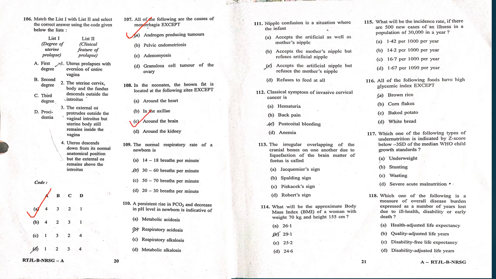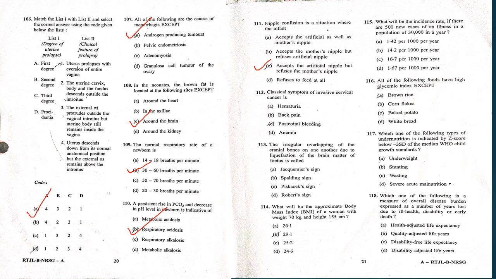The normal respiratory rate of the following newborn is 30 to 60 breaths per minute. এখানে বলেছে the persistent rise in PCO2 and decrease in the pH level in the newborn is indicative of, যখনই pH নেমে যাচ্ছে তখন সেটা অ্যাসিডোসিস, আর CO2 যখন বাড়ছে তখন রেসপিরেটরি, তার মানে রেসপিরেটরি অ্যাসিডোসিস। Nipple confusion is a situation where the infant accepts the artificial nipple but refuses the mother's nipple, option C.